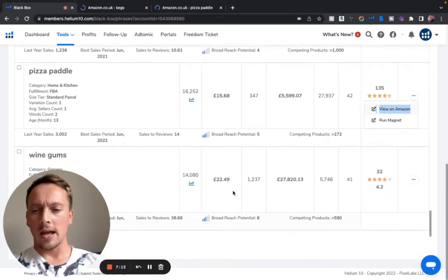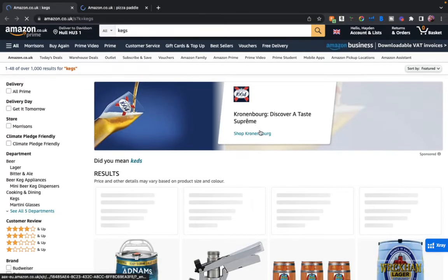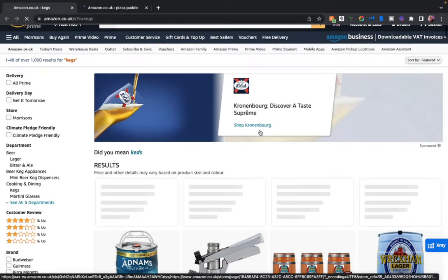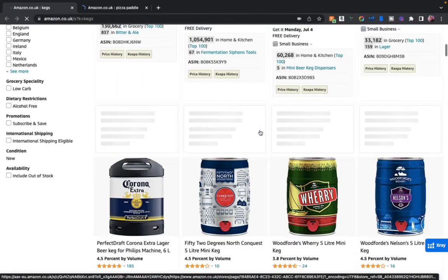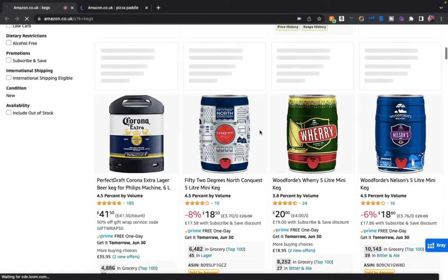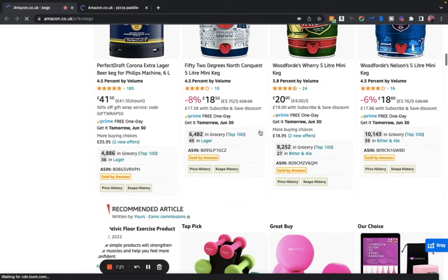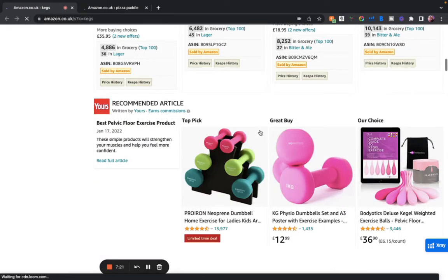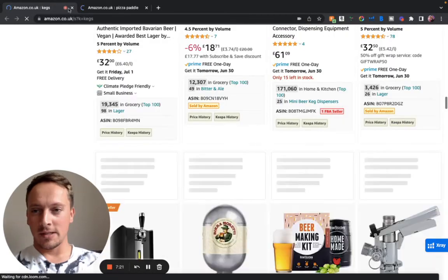So wine gums there. Okay, so let's check out these two that we've got here. So the first one we had was kegs. Let's take a little look at kegs here. And that's 1,000 searches for kegs. Now there's opportunity here, but obviously I think they're actually talking about proper branded kegs here with all the beer in them, and that's not something that I would be interested in selling.